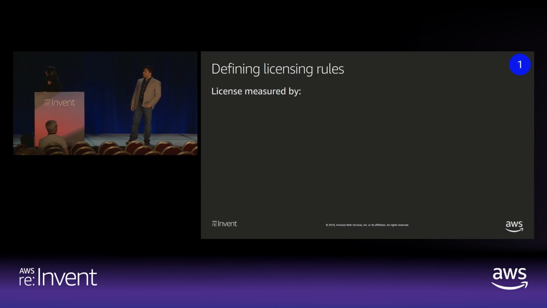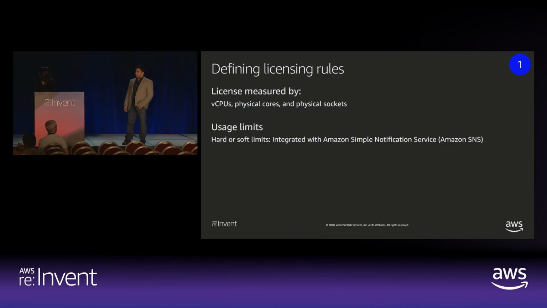Talking more about rules, you can specify in those rules how the licenses are measured, whether they are measured by virtual CPUs, physical cores, or physical sockets. We talked about this service being able to manage licenses from a variety of software vendors. So any license that is based on vCPU, cores, or sockets can be managed using AWS License Manager. You can also specify usage limits. You can tell AWS License Manager the number of licenses that you are bringing in, and you can define them as soft or hard limits. So this service gives you flexibility where you have the knobs and buttons of how you configure the rules.